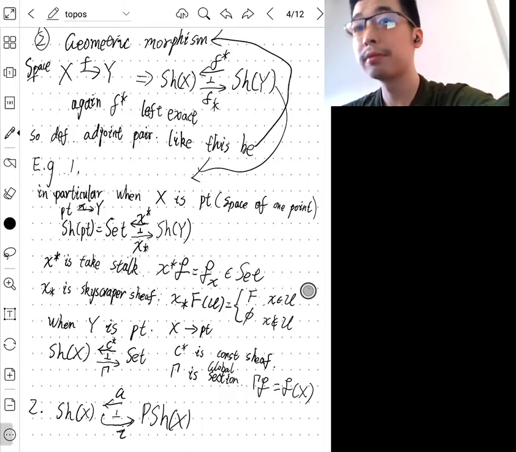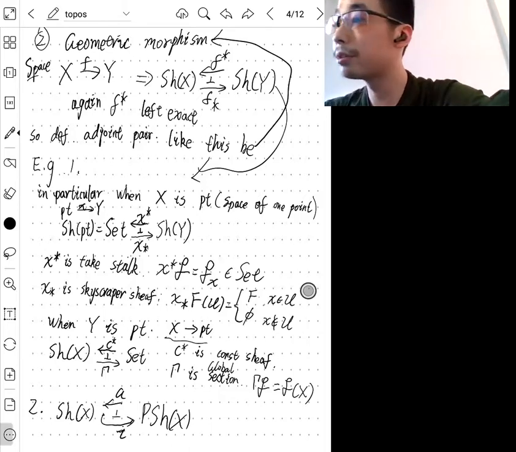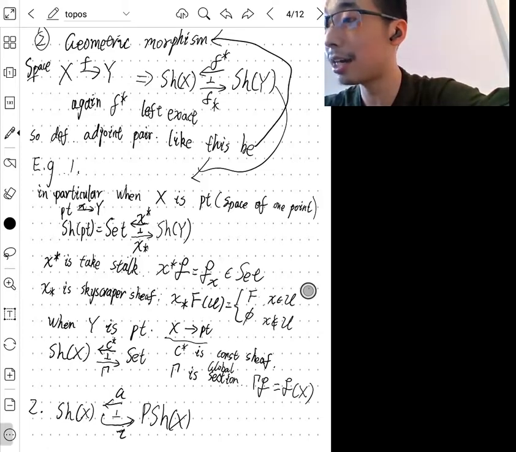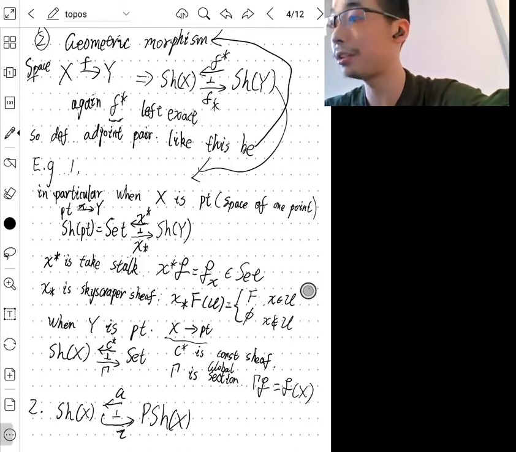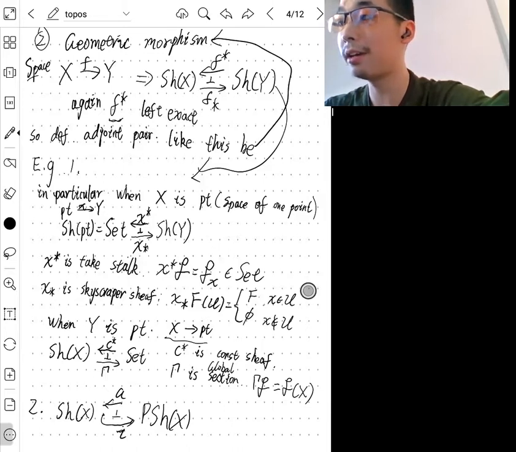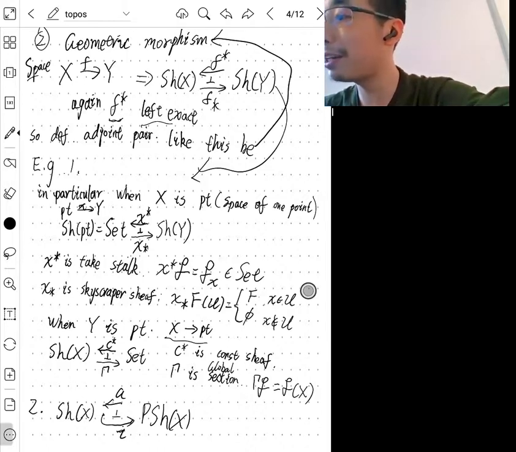Okay. So what is a geometric morphism? The definition is an adjoint pair such that the upper star is left exact. So this is, I mean, an adjoint functor, and the left adjoint functor is left exact. I'm asking, is F called the geometric morphism, or F star? We need to call both at the same time.